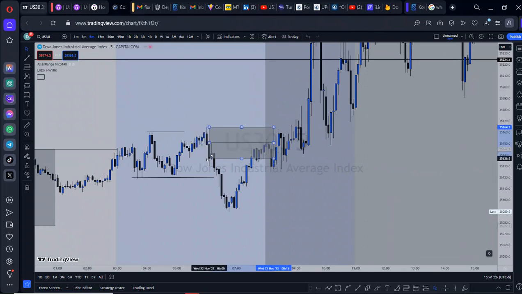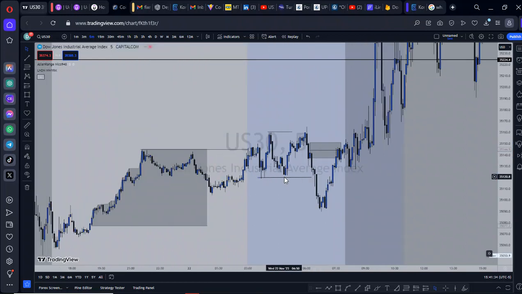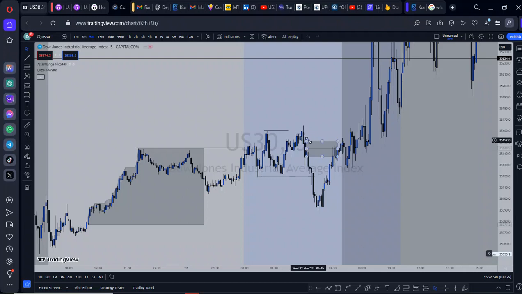So we have those who could mark here as their area of supply. Now pay attention to this range right here, which created an area of support, right? Not a structure. We trade lower and we hunted that liquidity.